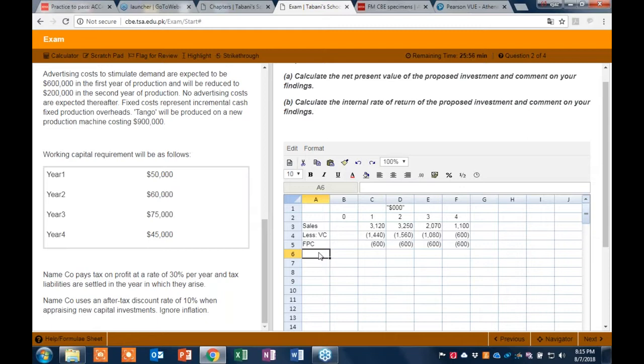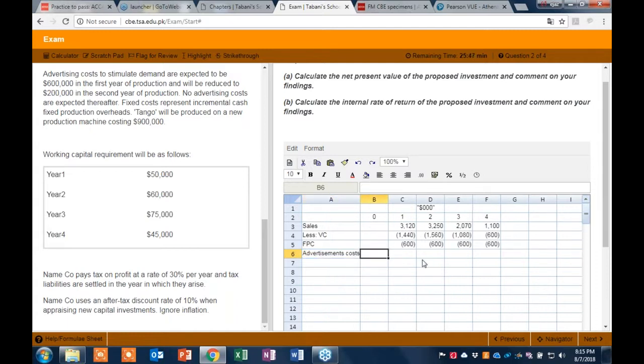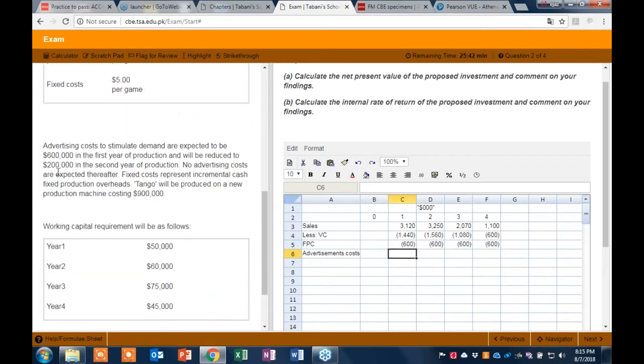I hope it's clear. So we have advertisement costs, and according to the question, the advertisement costs will be 600,000 for the first year, means minus 600. And then it will be reduced to 200 in the second year, and no advertisement costs are expected in the next 2 years.